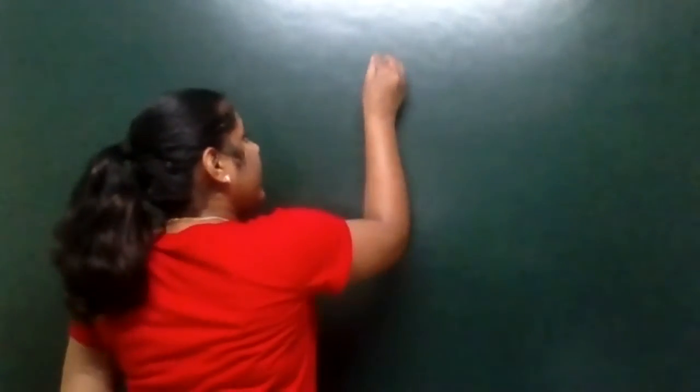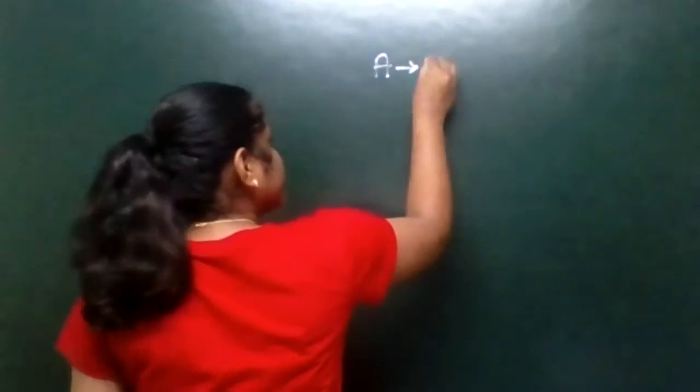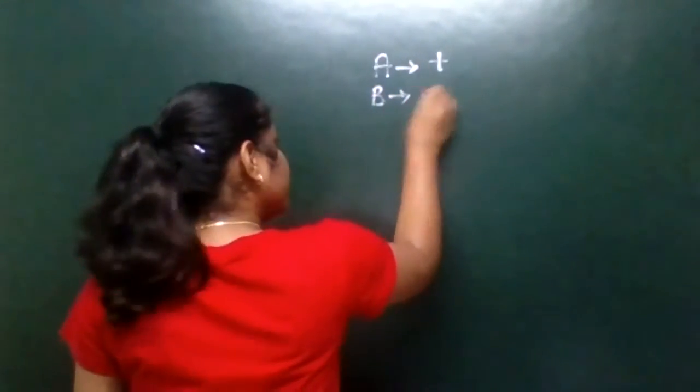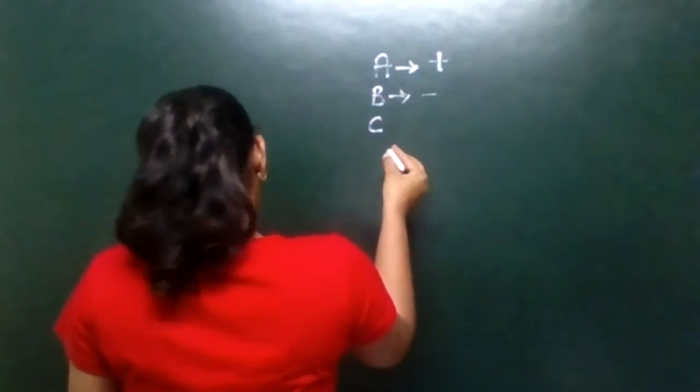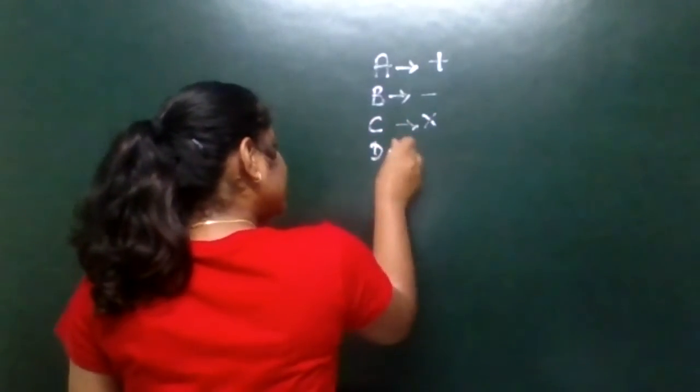Listen to me. The next question is: A means plus, B means minus, C means into, and D means division.